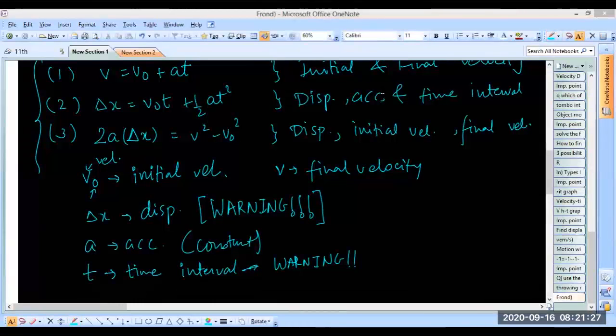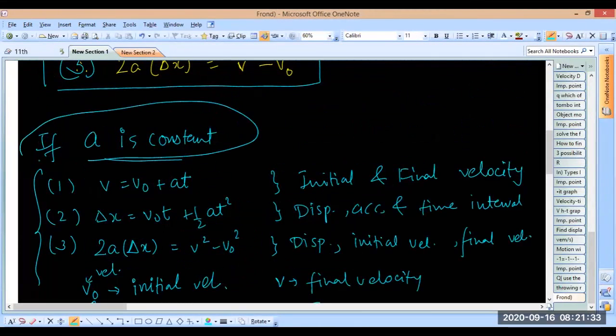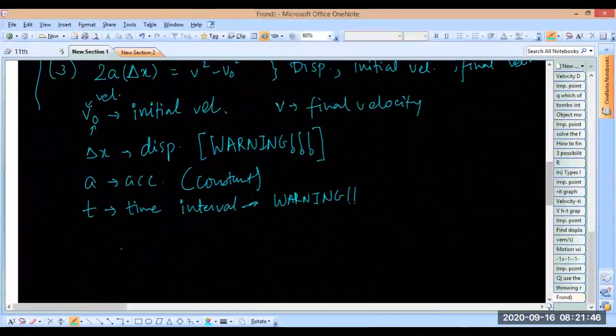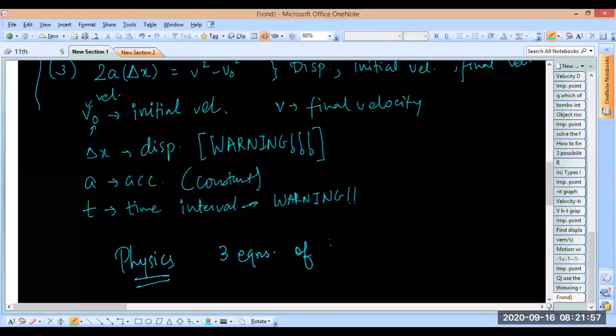All right, fine. So keep all this in mind. You have to remember this also, that you can only use it if A is constant, right? Now we are going to solve some questions based on these equations. Before we get started, let me tell you that as long as you study physics, you will have to use these three equations. These equations are called the three equations of kinematics.